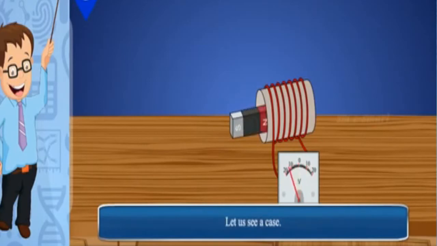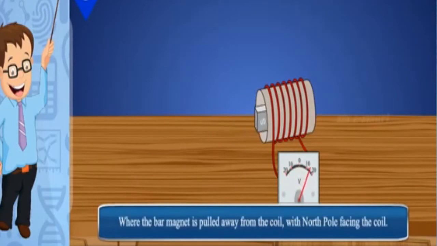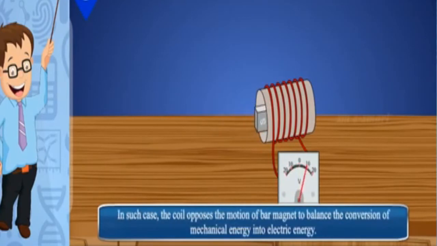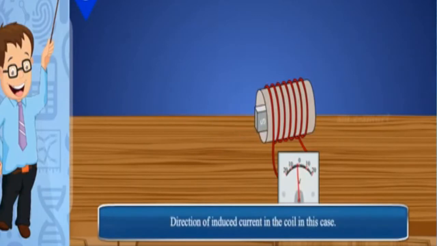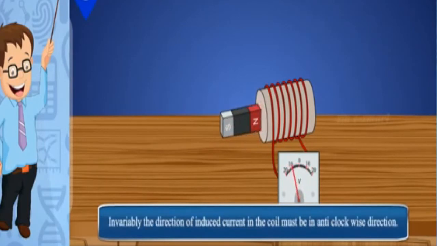Let us see a case where the bar magnet is pulled away from the coil with the north pole facing the coil. In such a case, the coil opposes the motion of the bar magnet to balance the conversion of mechanical energy into electric energy. This happens only when the north pole of the magnet faces the south pole of the coil. Direction of induced current in the coil in this case: invariably, the direction of induced current in the coil must be anti-clockwise.